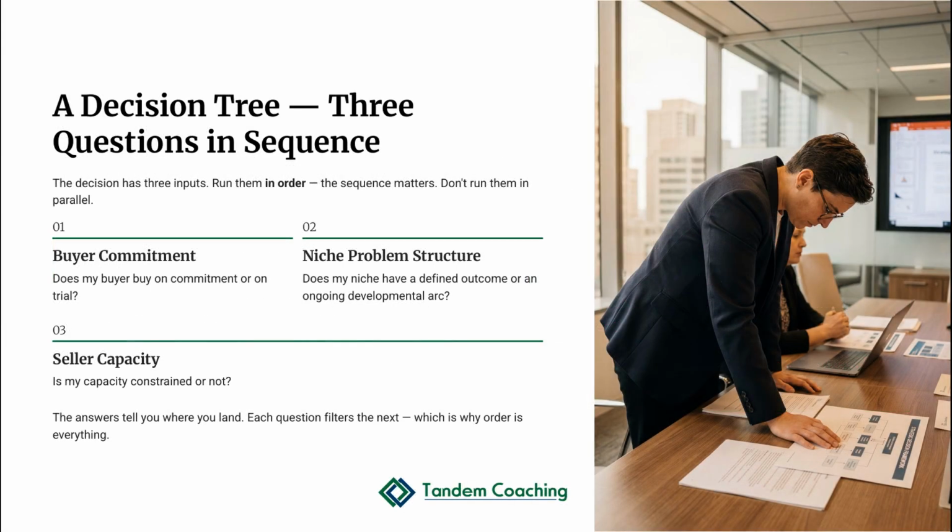The decision has 3 inputs. Run them in order. The sequence matters. Question 1. Does my buyer buy on commitment or on trial? Question 2. Does my niche have a defined outcome or an ongoing developmental arc? Question 3. Is my capacity constrained or not? Don't run them in parallel. Each answer narrows the field before you ask the next.